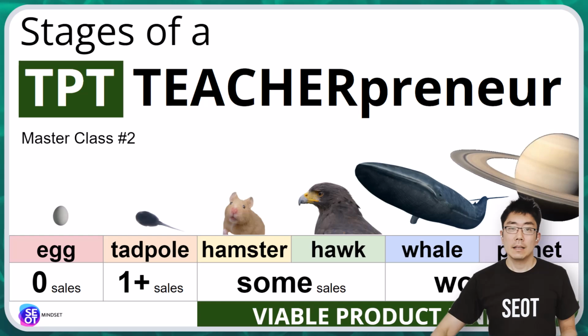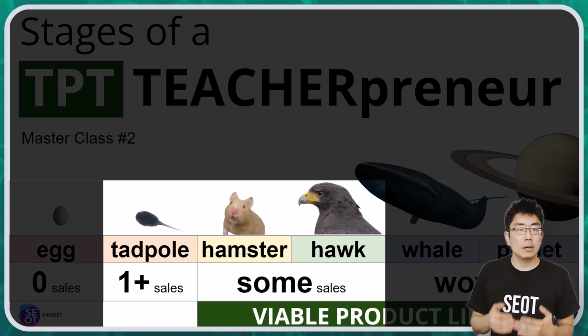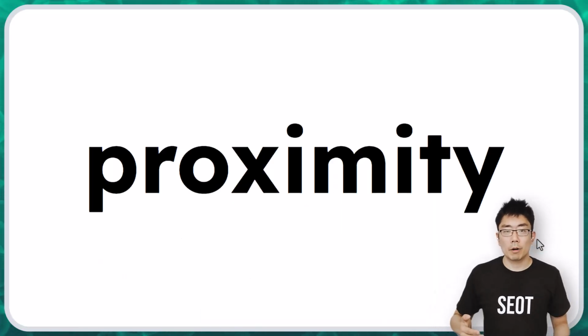This episode is for TPT tadpoles, TPT hamsters, TPT hawks, because whether or not you get sales depends on whether or not your resource gets seen. If your resource doesn't get seen, no one's going to buy. I know lots of TPT sellers out there are talking about the importance of keywords. In this video, I'm going to show you how that proximity score is calculated. By knowing how the TPT search algorithm works, you can start thinking about how to best construct the keywords in your title. So let's talk about proximity.